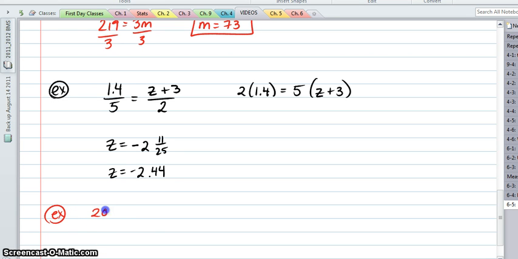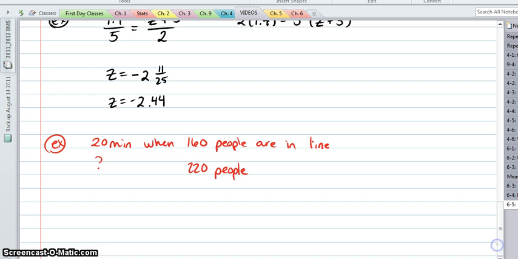Let's say at this one theme park, the wait time to ride a roller coaster is 20 minutes when 160 people are in line. And I want to know that at this rate, how long is the wait time when there are 220 people in line? So we could write a proportion and use the cross product to solve it. And I will tell you there are many correct proportions. First, let's just get down the rate. You could write 20 minutes per 160 people like this.